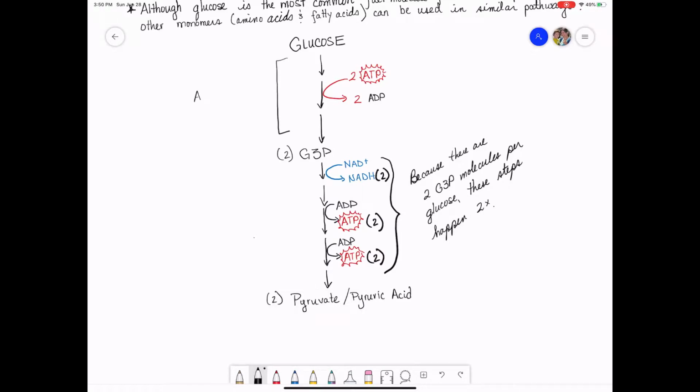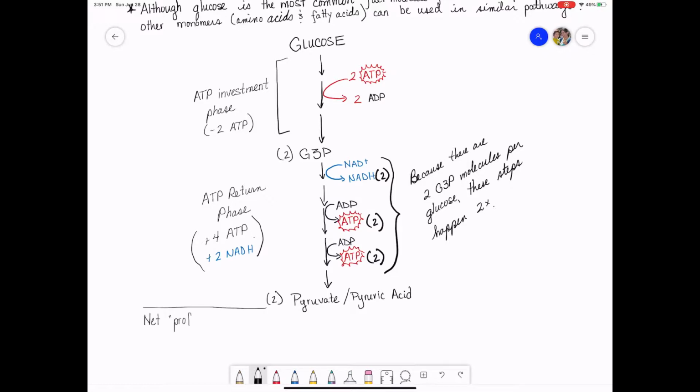So let's cover some quick bookkeeping about what we invest and what we get back in glycolysis. So the investment phase invests 2 ATP up front, so we start out -2 ATP. But then in the second part of glycolysis, we actually get some stuff back, including 4 ATP and 2 NADH. So when we add all of this up, our profit is going to be 2 ATP and 2 NADH. So again, that's our profit from glycolysis, 2 ATP and 2 NADH.